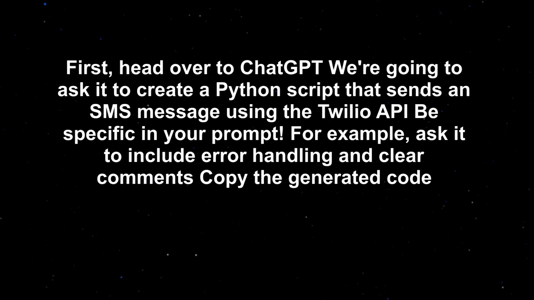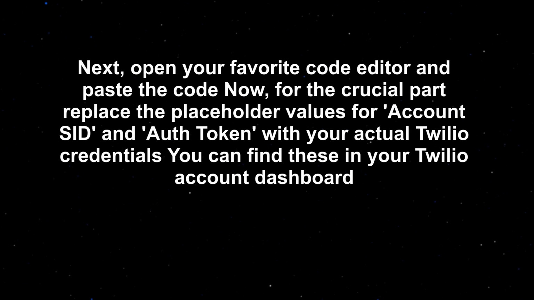First, head over to ChatGPT. We're going to ask it to create a Python script that sends an SMS message using the Twilio API. Be specific in your prompt. For example, ask it to include error handling and clear comments. Copy the generated code. Next, open your favorite code editor and paste the code.